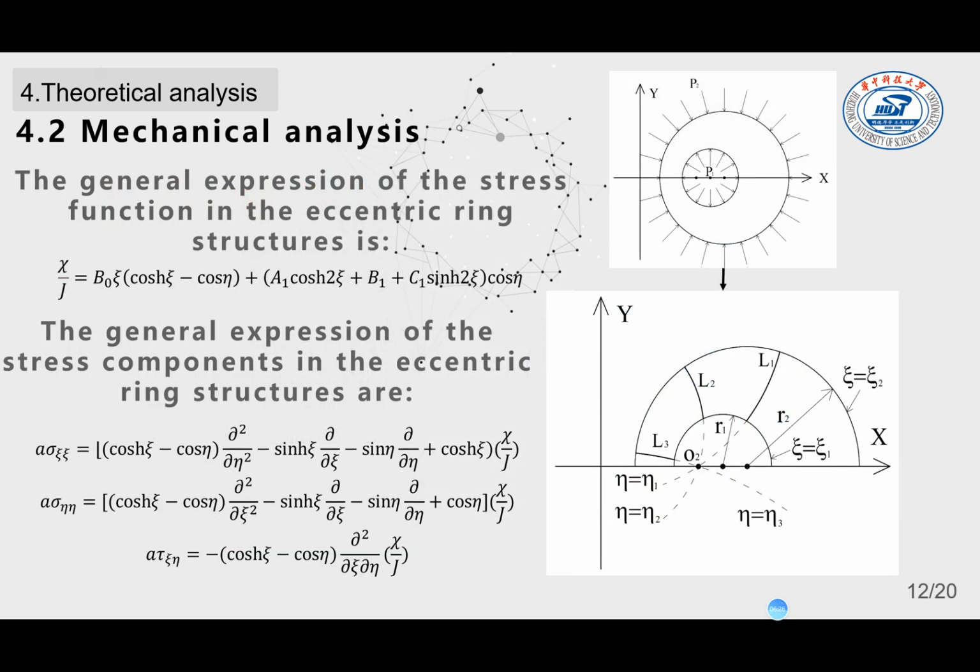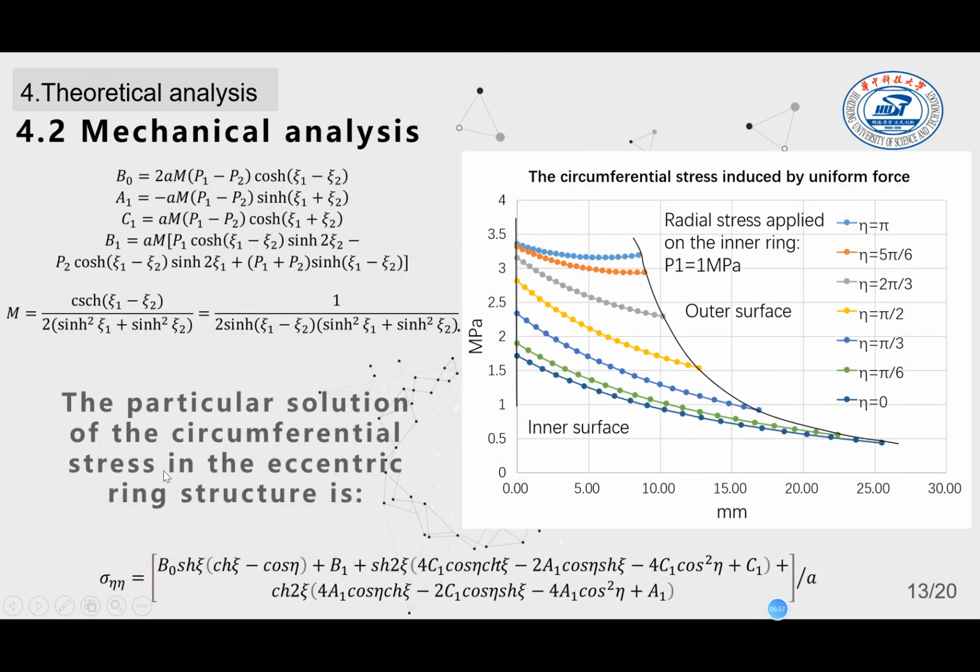The general expression of the stress function is this equation, and the stress components in the eccentric ring structure are these three equations. What we want to know is sigma eta, the circumferential stress. This is the main cause for the cracking. After a series of calculations, the particular solution of the circumferential stress in the eccentric ring can be derived.